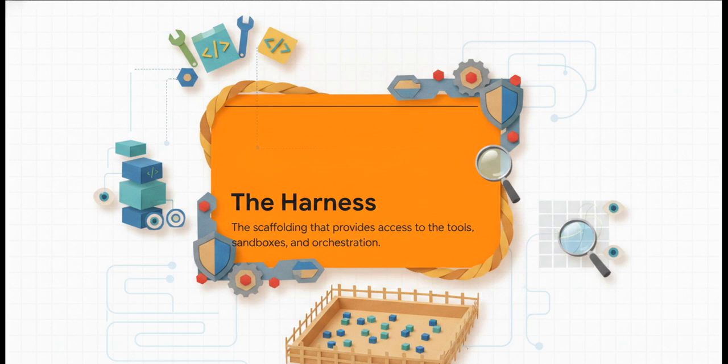If the AI model is the engine, the harness provides the car, the steering wheel, the road, and the traffic laws. It's the secure sandbox where the code is safely executed. It's the memory it uses to remember past mistakes. And it's the tools it uses to actually interact with the real world.